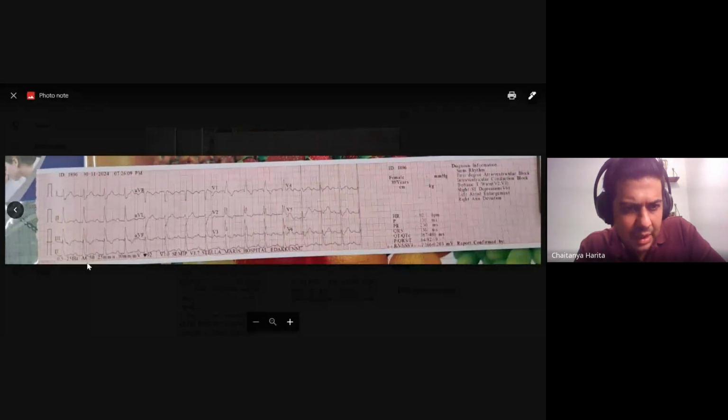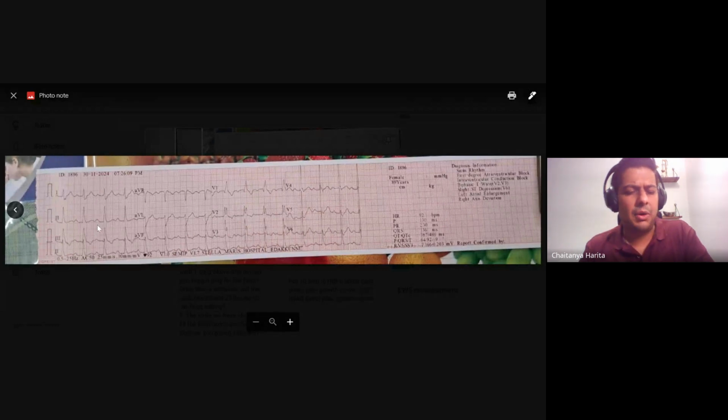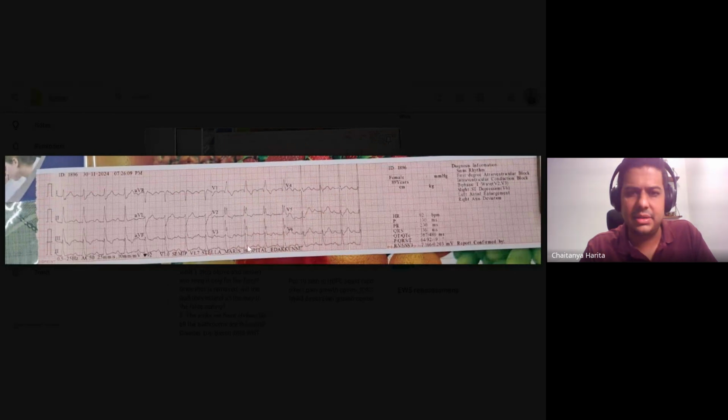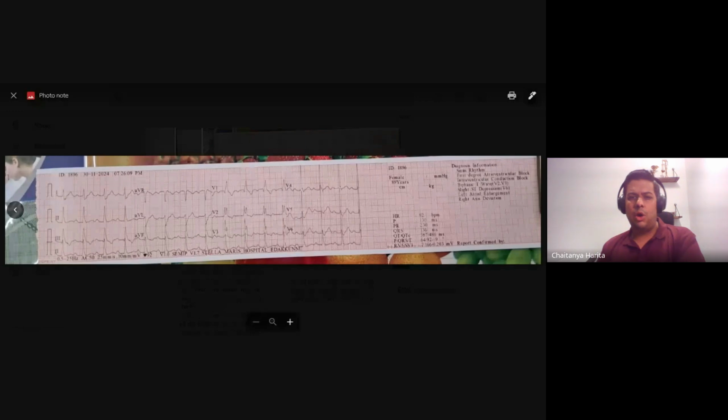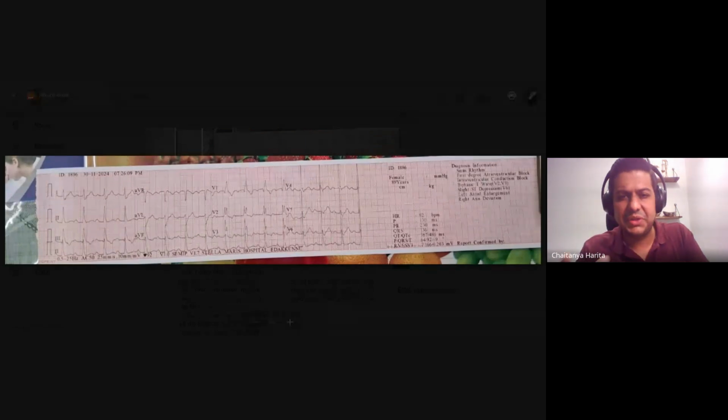But what is interesting in this ECG is the AV block. If you look at the P wave from the beginning of the P wave to the beginning of the R wave, there's about 6 boxes. And if you look at lead 2 in the bottom, the PR interval remains steady and there are no dropped beats. Since there are no dropped beats with a steady PR interval, this is first degree AV block.